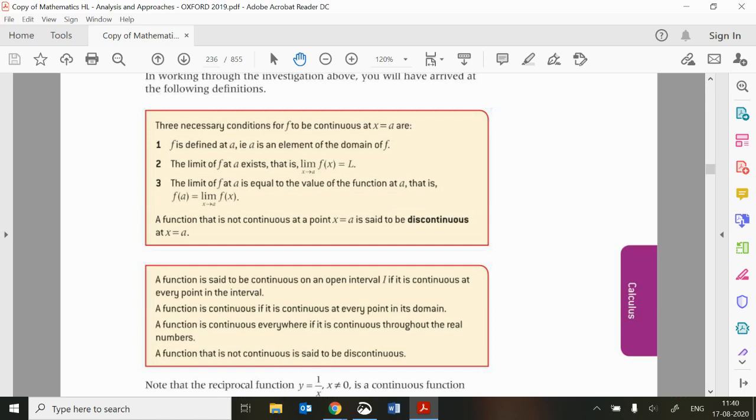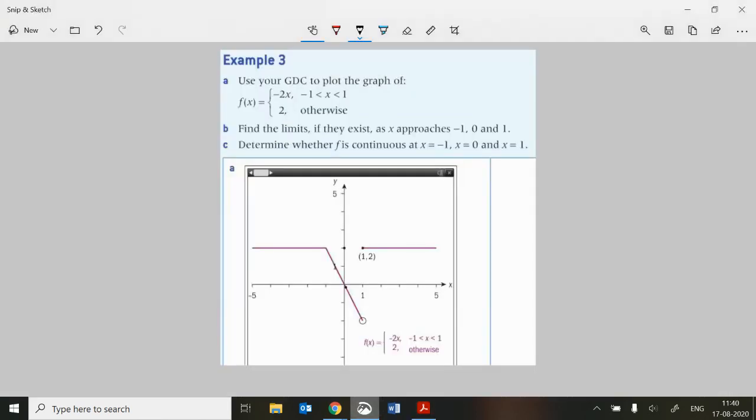Secondly, the limit has to exist at those particular points. And thirdly, the value of the limit also has to give you f of a. It has to give you the height at that point as well. Okay, so let's look at this then.